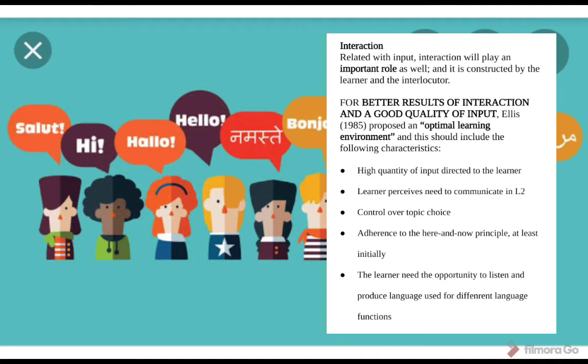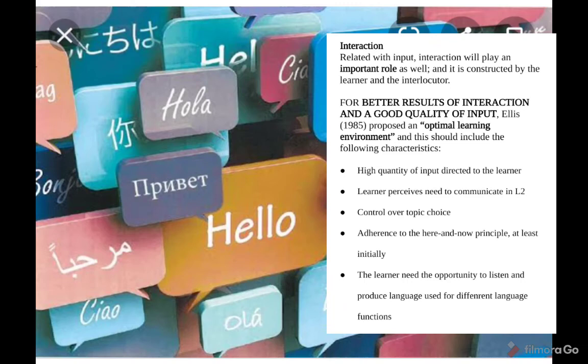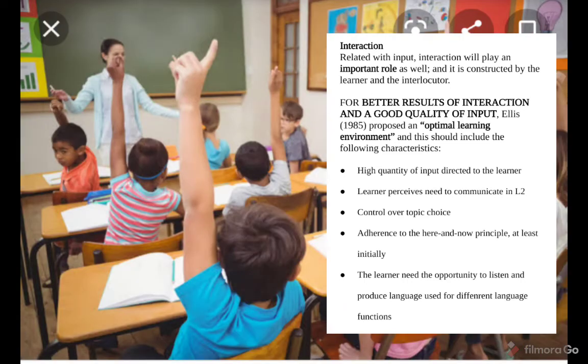Interaction is related with input. Interaction will play an important role as well, as it is constructed by the learner and interlocutor. For better results of interaction and good quality of input, Ellis proposed an optimal learning environment. This includes high quantity of input directed to the learner. Learner perceives need to communicate in second language. Control over topic choice, adherence to here and now principle, at least initially.